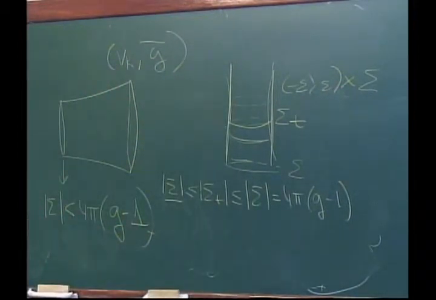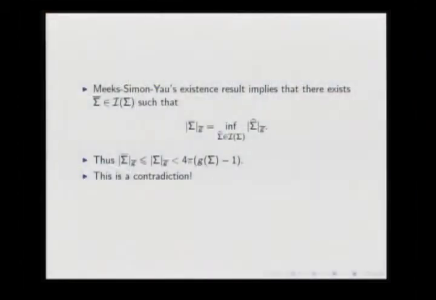Okay, so let me use the second part of the talk to use this result to get another rigidity theorem for manifolds with boundary, relating minimal surfaces and scalar curvature.